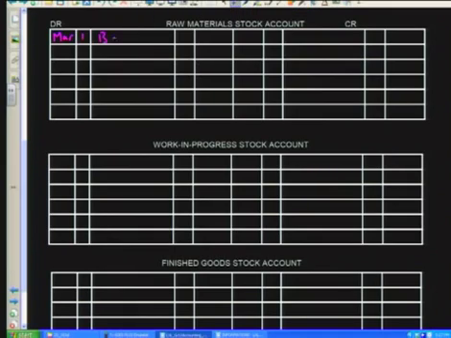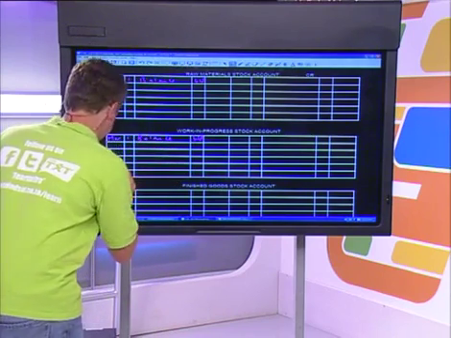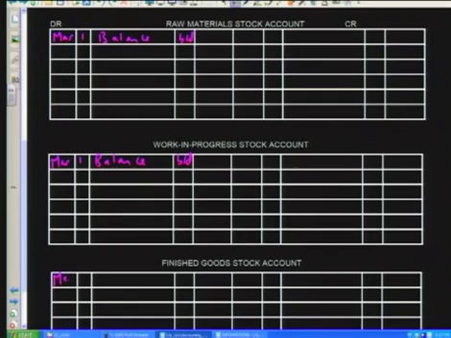And just as always, we put balance brought down. And I'll do the same. I'm going to fill in the numbers now. March the 1st, balance brought down, also on the debit side because it is a stock account. And then thirdly, we'll also do it in finished goods. March the 1st, balance brought down. Now we just need to put the numbers in.